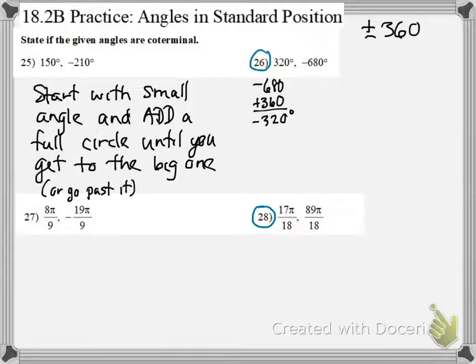Negative 320 degrees. I'm not there yet. I want positive 320 degrees. So I'm going to take that answer and add 360 degrees, and it takes me to 40 degrees. Not there yet. This is coterminal, this is coterminal, but I want to know if that's coterminal. So next I'm going to add 360 to that.